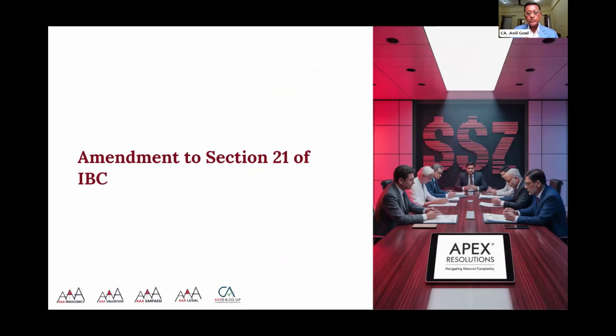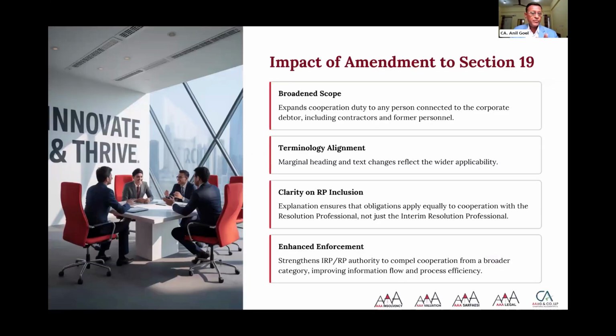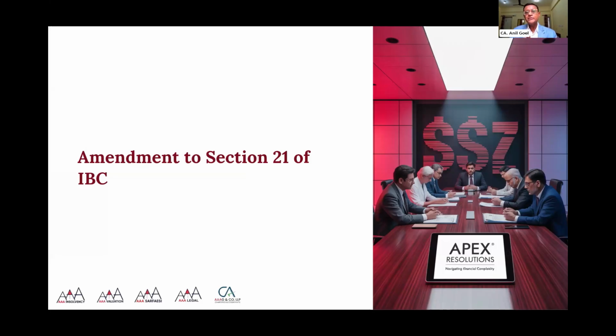Then we move on to Section 21. But to conclude Section 19, the amendment is only to broaden the scope, and the terminology is now aligned with the section. There is clarity on the powers of the RP, and also enhancement of enforcement, where the NCLT can pass an order directing any person.